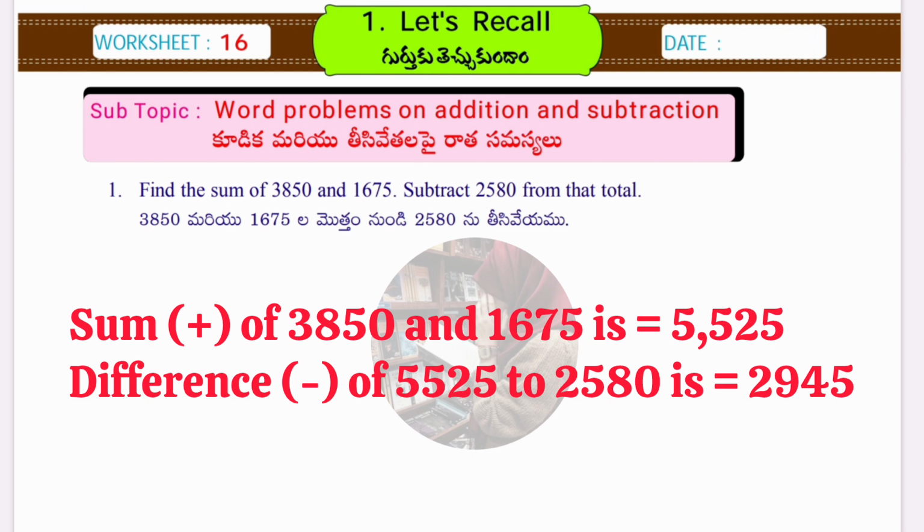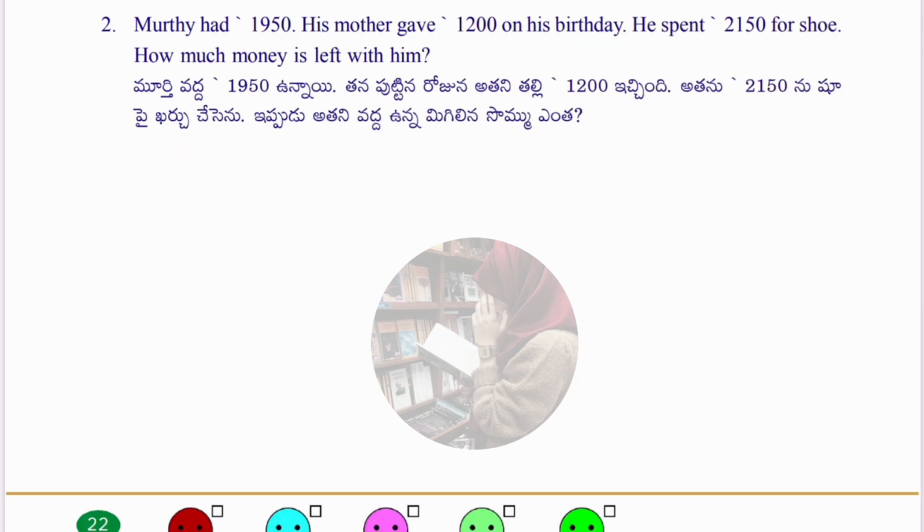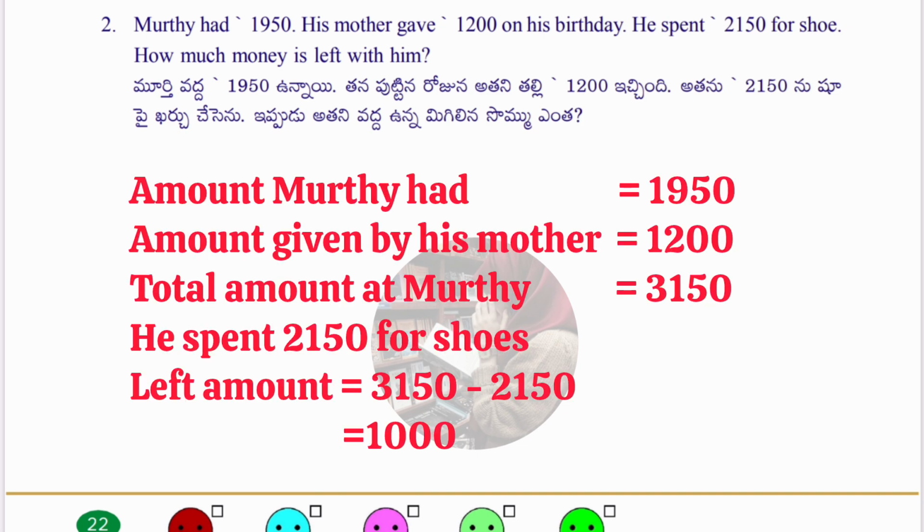Now we'll see the second question, which is Mruti has 1950 rupees. His mother gave 1200 on his birthday. He spent 2150 for shoe. How much money is left with him? So, answer is amount Mruti had is 1950. Okay, amount given by his mother is 1200. Now we have to do the addition. If you do the addition, we'll get 3150.